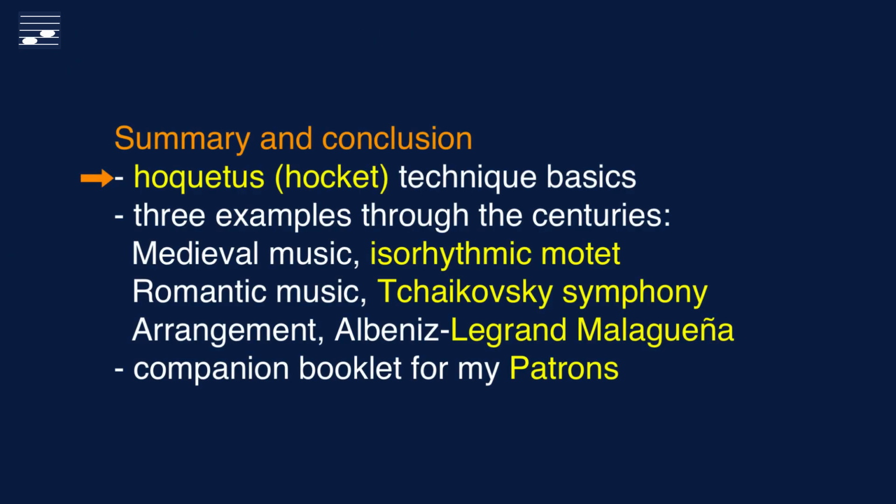The main element in this tutorial is the Hoquetus technique, the distribution of a melody line over multiple alternating instruments. 3 examples demonstrate its use through the centuries, starting with a medieval music Isorhythmic Motet, passing through the Romantic era with the stereo panning effect in Tchaikovsky's 6th Symphony, and ending with the Michel Legrand studio orchestra arrangement of Albeniz Malagueña. Use this Hocket approach as orchestration technique in your own music.